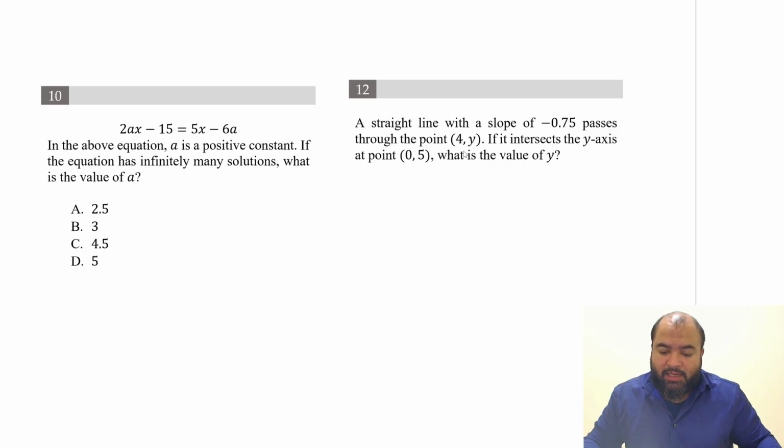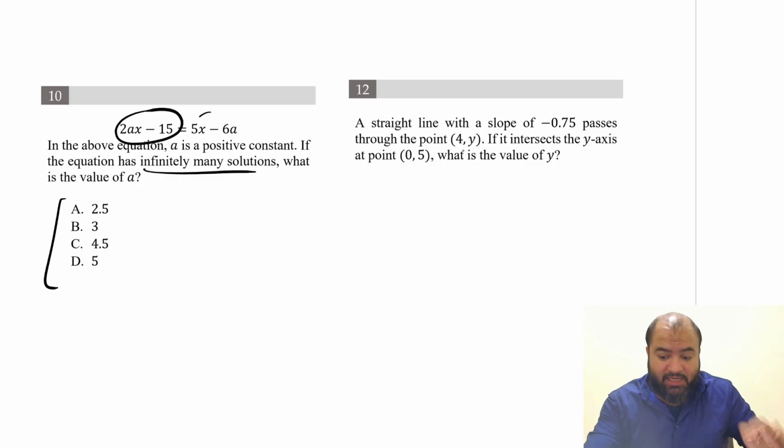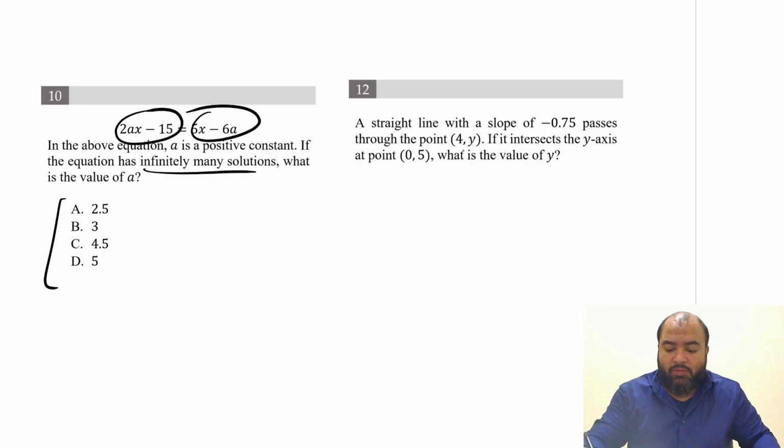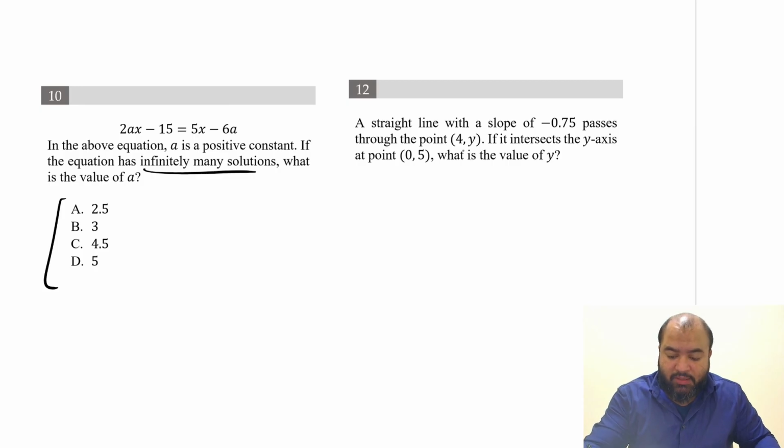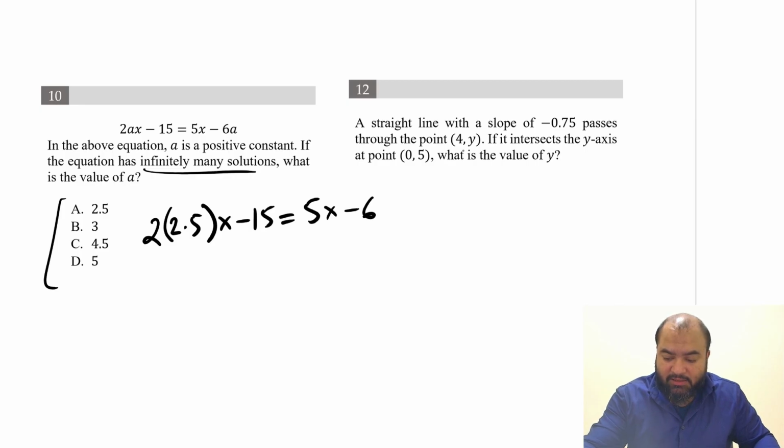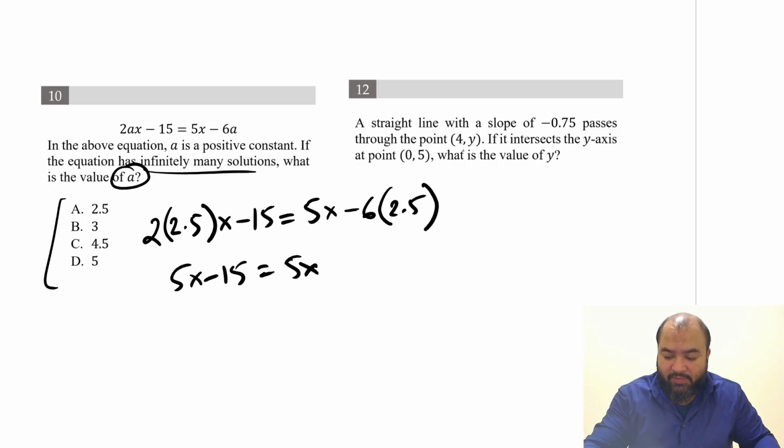For number 10, it is asking, the equation has infinitely many solutions. Infinitely many solutions means if you plug in one of the values for a, whatever you get on the left side, you'll get the exact same thing on the right side. For example, if I plug in 2.5, so 2 times 2.5 x minus 15 equal to 5x minus 6 times 2.5. Remember, these are the values of a. So that's 5x minus 15 equal to 5x minus 15. You see, exact same thing.